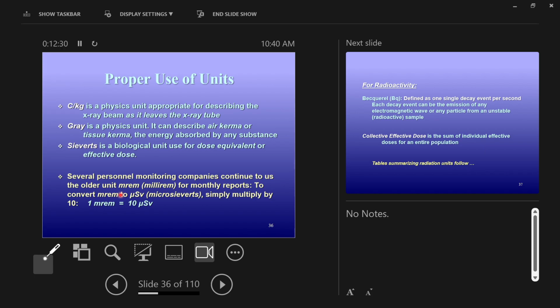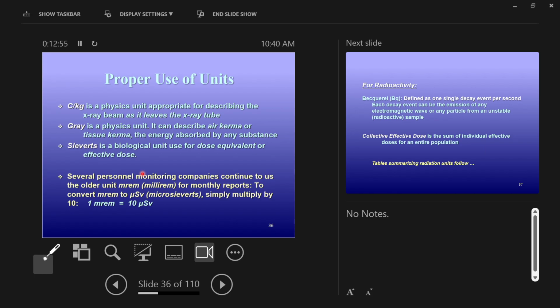The reason for that is because the rad, the rem, the gray, and the sievert are all pretty big units, so often we find ourselves using milligray, microgray, millirad, microrad. We find ourselves using these small numbers. Where this is going to become important is the personnel monitoring companies, the people who give you these badges.